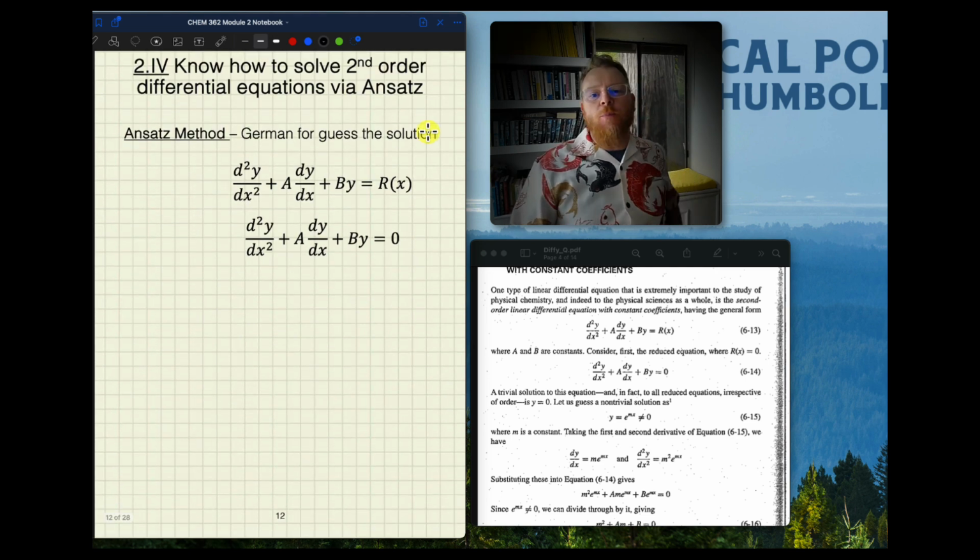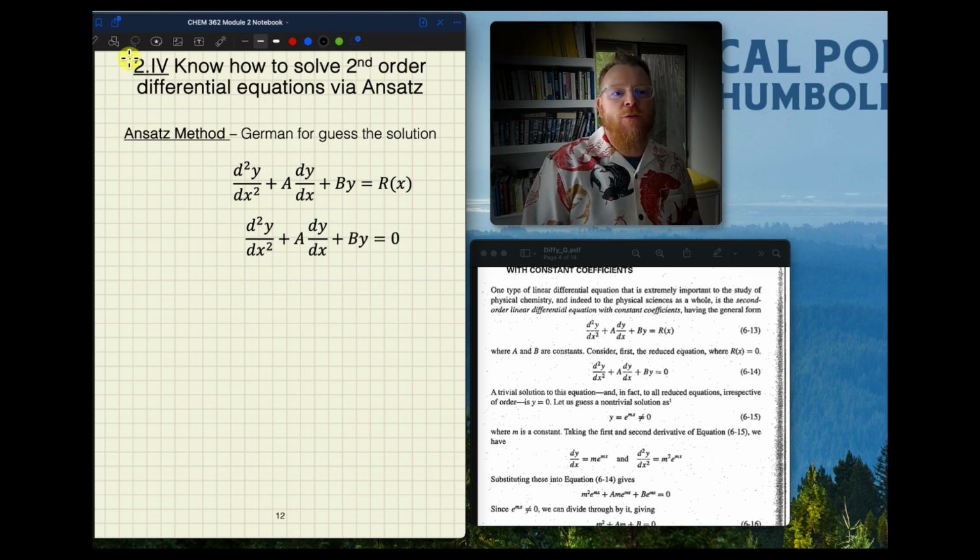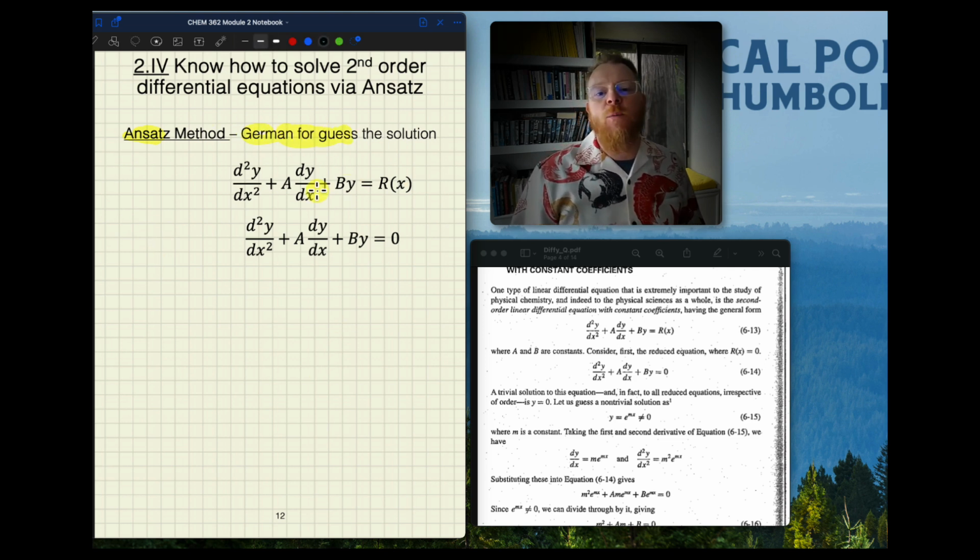Okay, so the Ansatz method literally means guess. So Ansatz is German for guess, okay? The Deutsche for guess the solution. And when we have differential equations in some kind of standard form, there are standard guesses we can make.